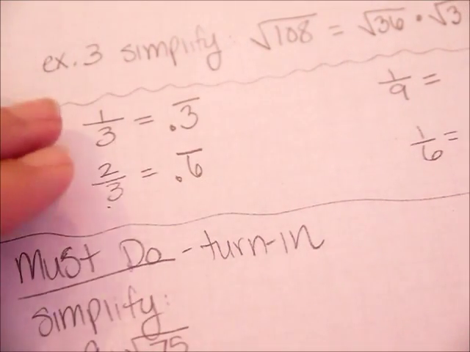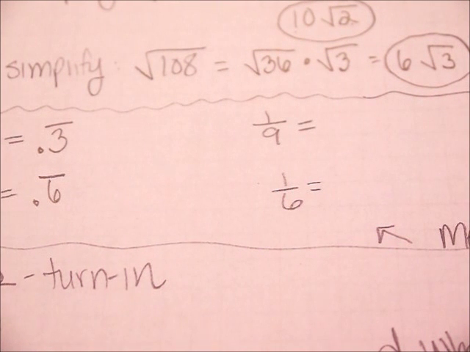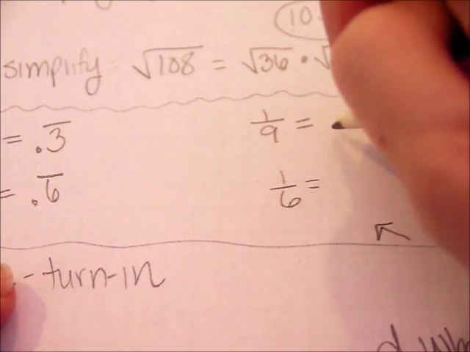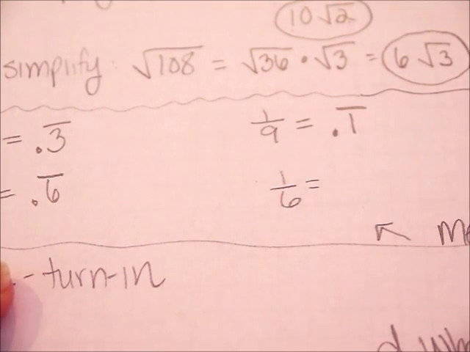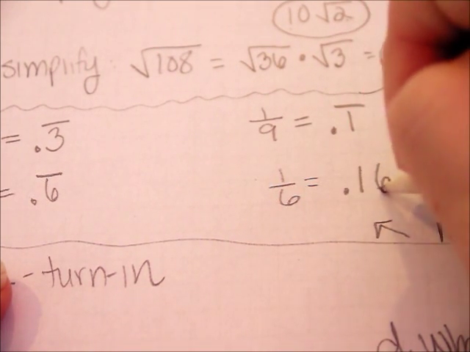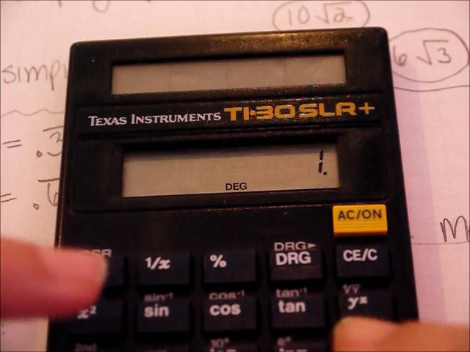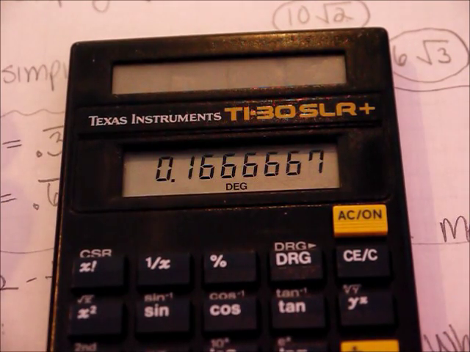So these are things to memorize. They should always be in your head. 1/9. That doesn't get used as often, but 1/9, if we did 1 divided by 9, we get 0.1 with a bar. And 1/6 is 0.16 with the bar just over the 6. Okay, I'll show you what I mean if we do it on this. 1 divided by 6.